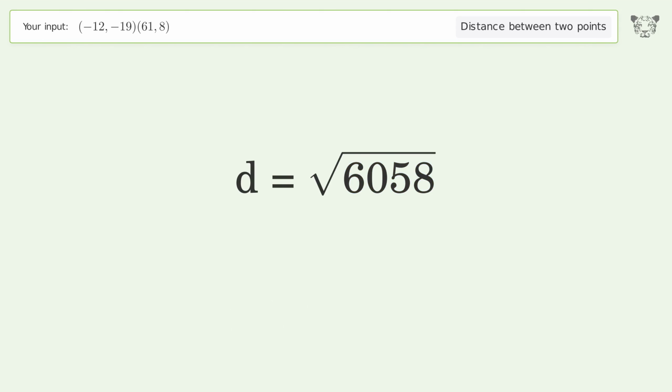And so the distance between the 2 points is the square root of 6,058 or 77.833.